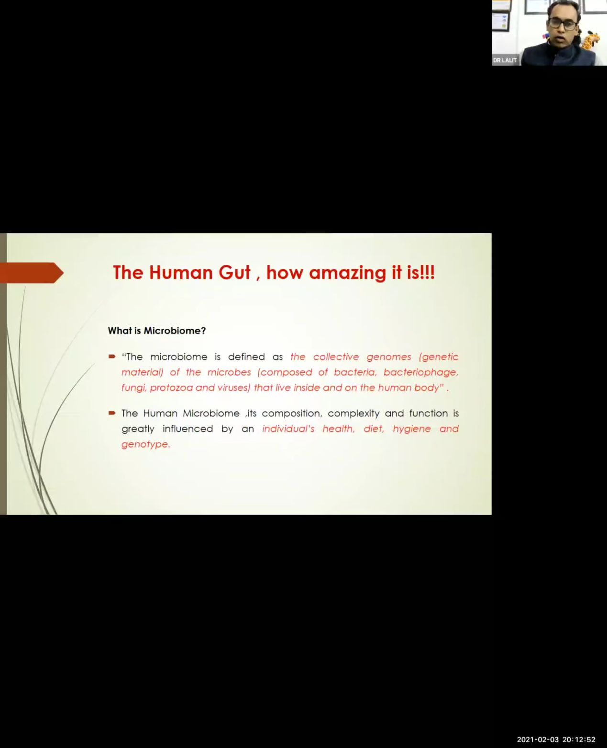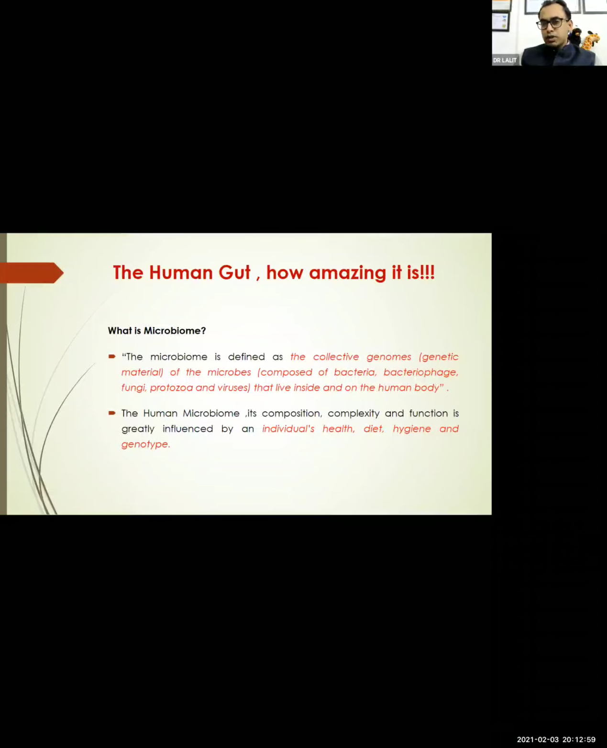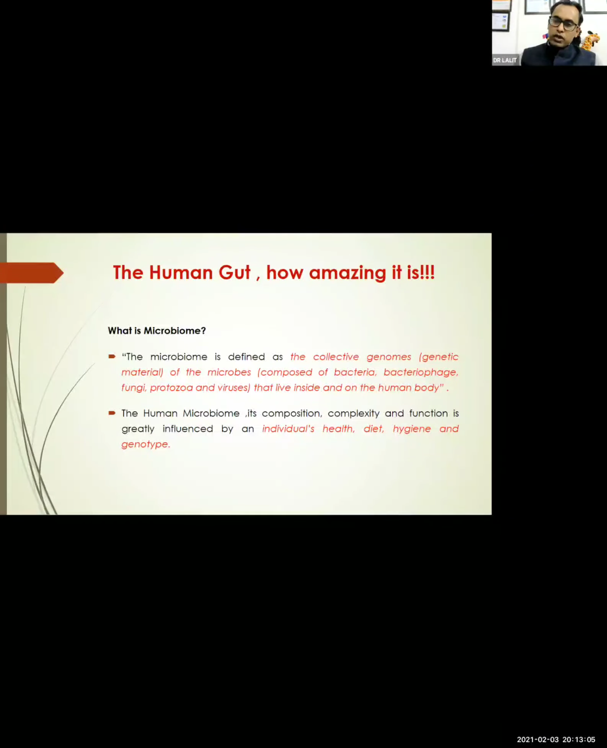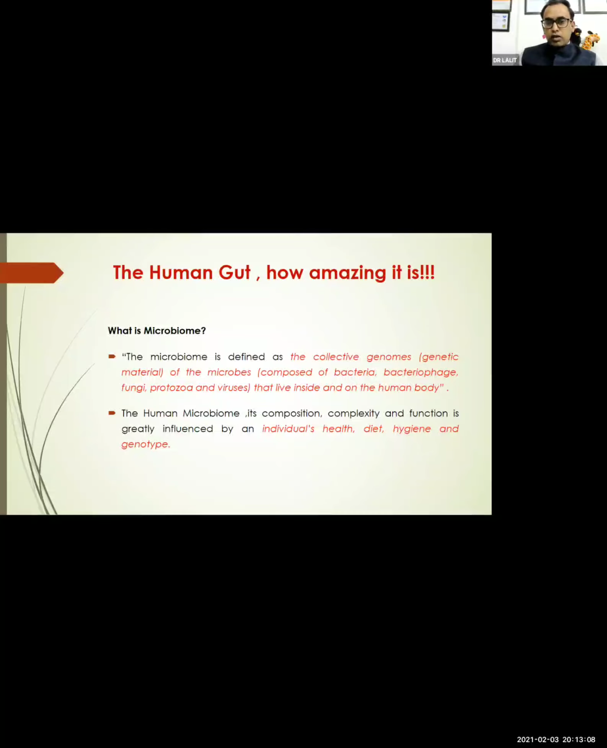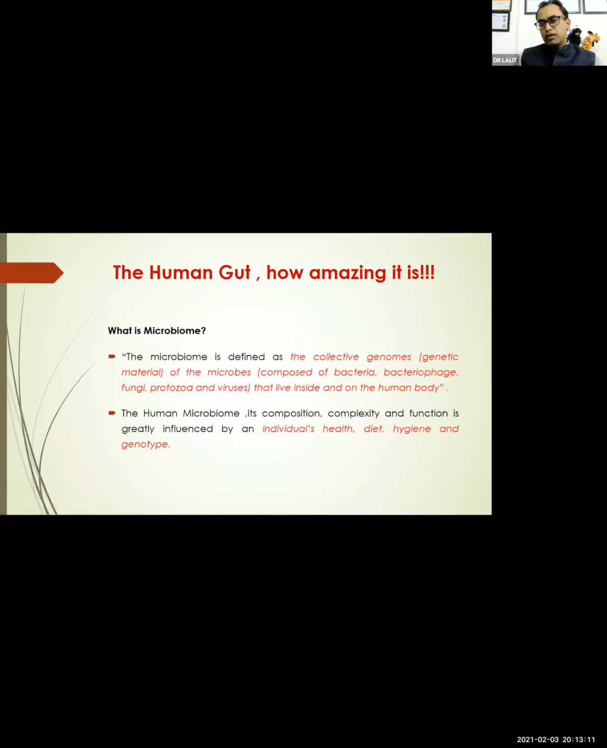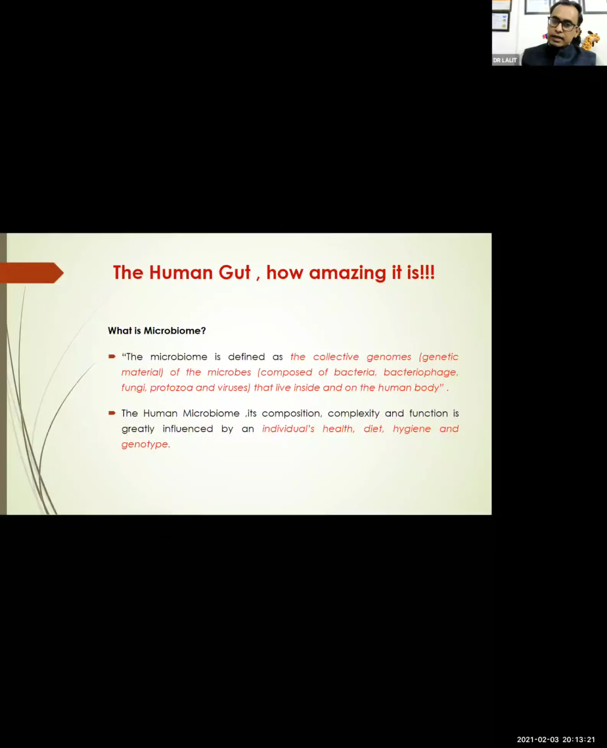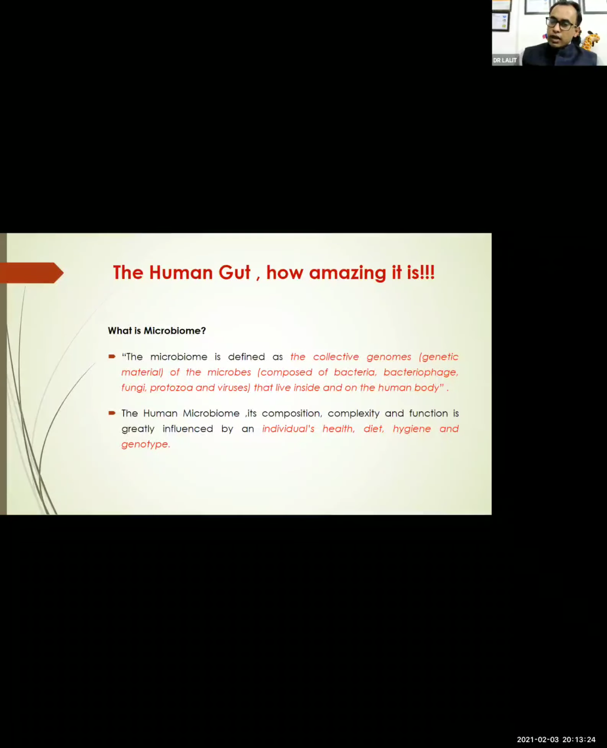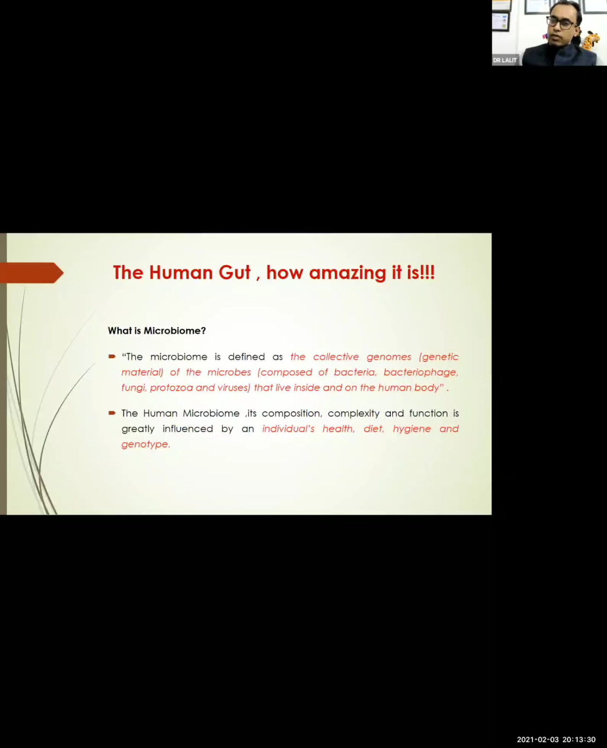Then what is the microbiome? The microbiome is defined as the collection of the genetic material of these microbes. In very simple terms, it is the genetic material of the different microbes in the human body, whether virus, bacteria, etc. This microbiome is very important, and its genome gets modified through our health, diet, hygiene, and genotype. So the human and the microbiome interact vice versa. If we eat healthy, the microbiome will be in good condition. If the microbiome worsens or its composition is disturbed, our health also gets disturbed.